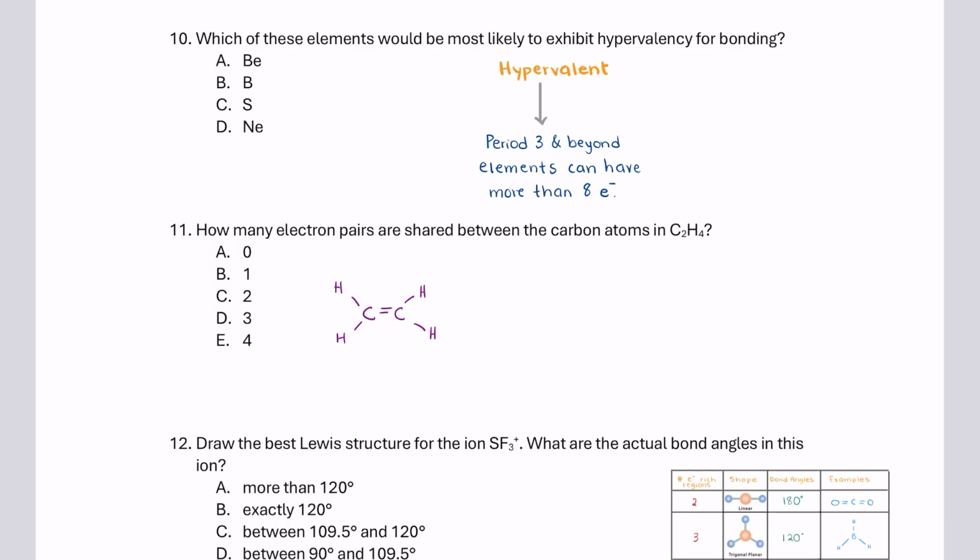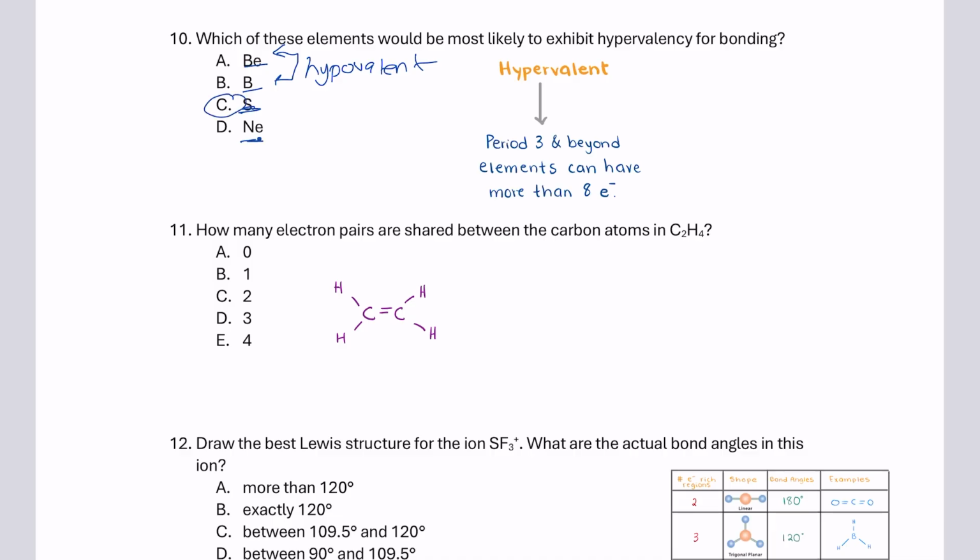Answer choice A is beryllium. This is in period 2 and it cannot expand its octet since it does not have accessible d orbitals. Same goes for boron. In fact, beryllium and boron are considered hypovalent because they are satisfied with less than an octet. Then we have sulfur. Sulfur is in period 3, meaning it has access to d orbitals and it in fact can expand its valence shell. It's going to be the correct answer for this problem, but we're still going to work through D.